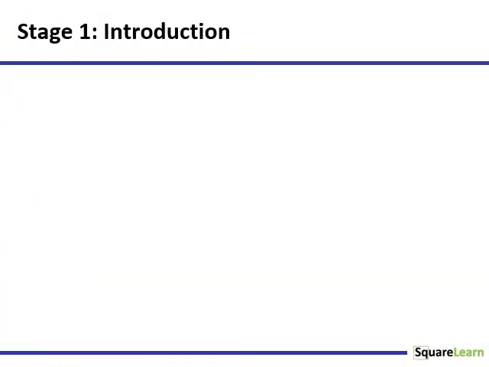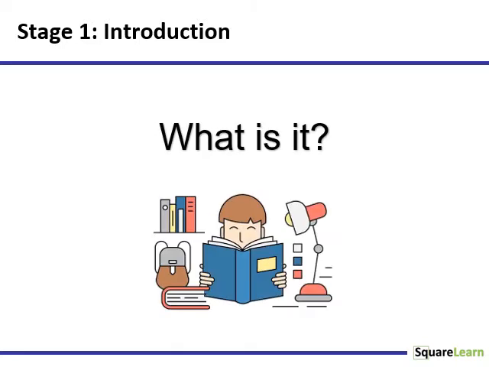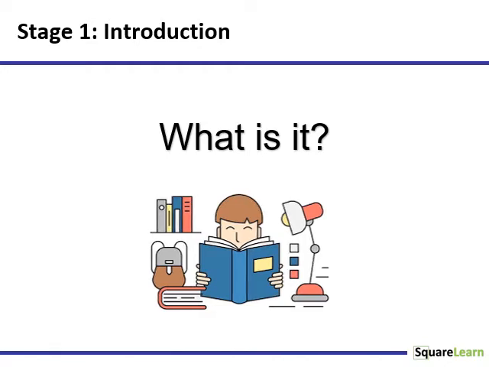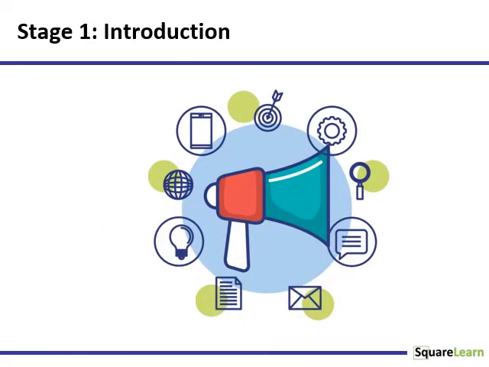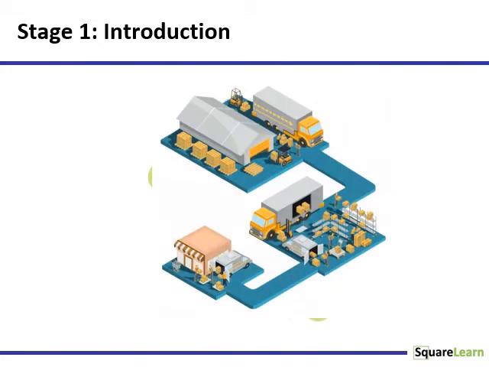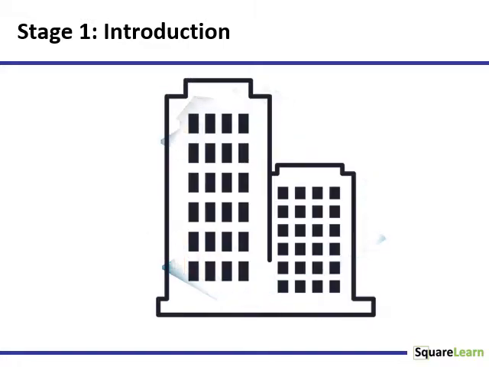Stage 1, Introduction. The question, what is it? Means awareness and education are needed. If possible, a trial is important. High advertising costs may be incurred to get the word out. Some vendors opt for an exclusive distribution of their products in a few select outlets at first. Initially, companies make frequent product changes as customers' needs become known.